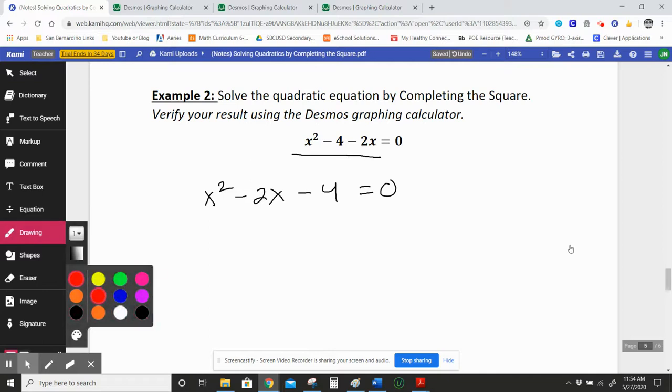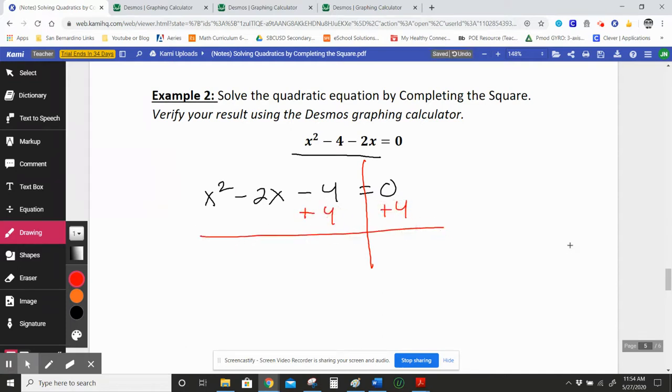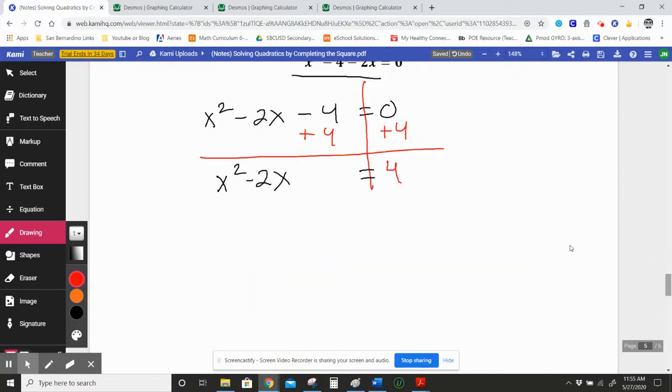The next step says I have to make sure that all the numbers without x's are moved to the other side. In this case, that will be the 4. I'm going to move the 4 to the other side, leaving the left-hand side with just x squared minus 2x, and on the other side, positive 4 plus 0, which is positive 4.